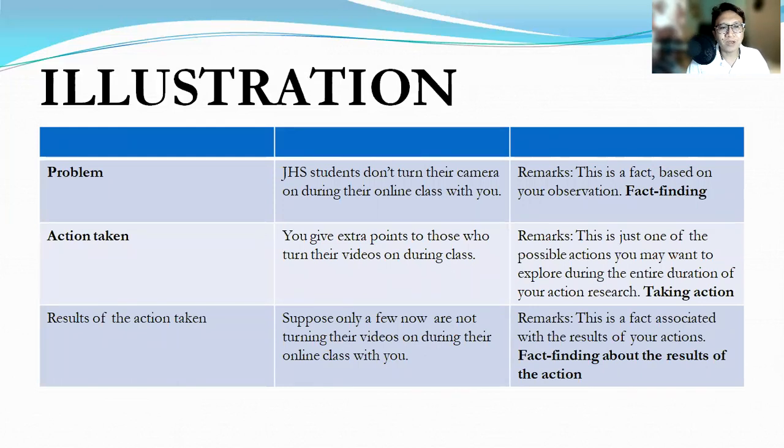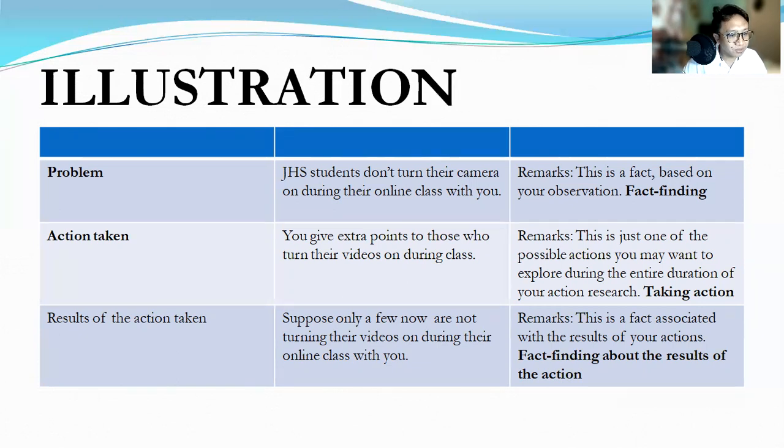Let's provide some illustration. Suppose you have a problem: junior high school students don't turn their cameras on during their online class with you. This is a fact based on your observation. It's a fact-finding, according to Kurt Lewin. So now you have the problem. What action are you going to take? You give extra points to those who turn their videos on during class. This is just one of the possible actions, by the way, that you may want to explore during the entire duration of your action research. And Kurt Lewin called this taking action.